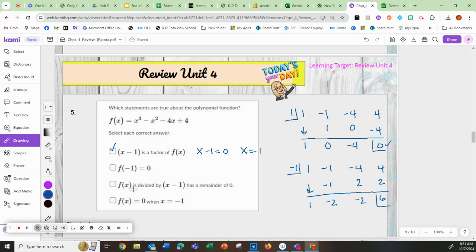This says f of x is divided by x minus 1 and has a remainder of 0. That's exactly what we did in this first step, so this is true. And this says f of x is equal to 0 when x is equal to negative 1. That's not true. This is what we did here, and we did not get a remainder of 0. So on this one, we're going to say x minus 1 is a factor. And then f of x divided by x minus 1 has a remainder of 0. You could try this one out, but you're not going to get a remainder of 0. You're going to get 6.